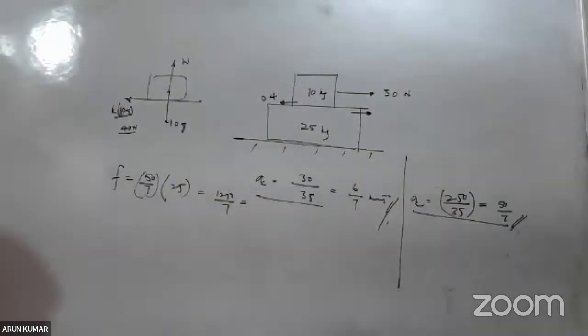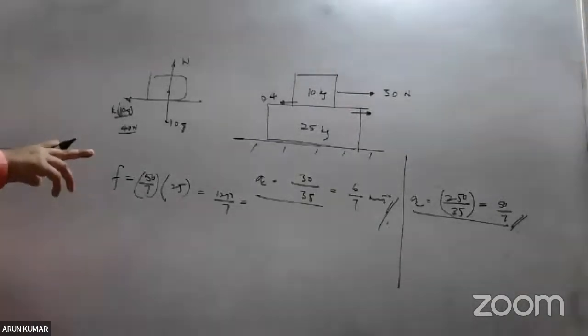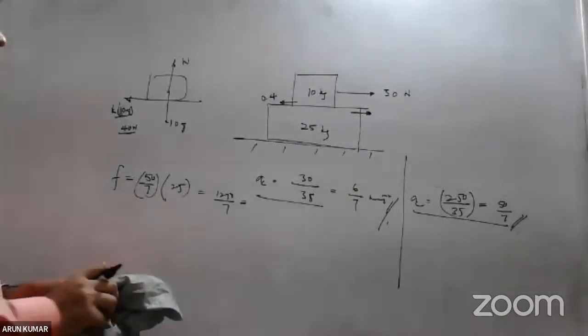All right. So that's greater than 40. But my limiting friction is 40. I cannot supply friction which is more than 40. But required is 180. That means my friction is not sufficient enough to produce that acceleration. So they will separate. They are not going to move with common acceleration.